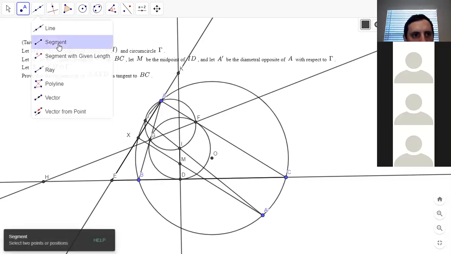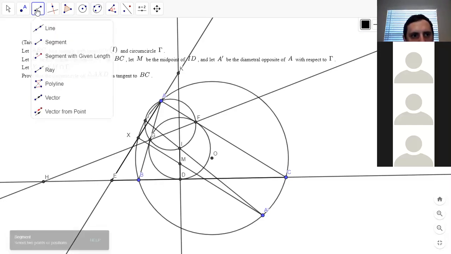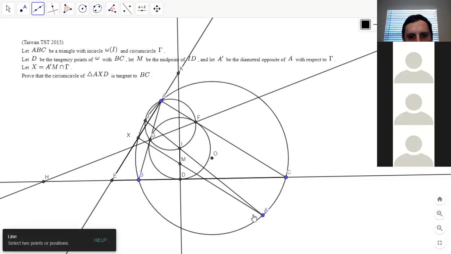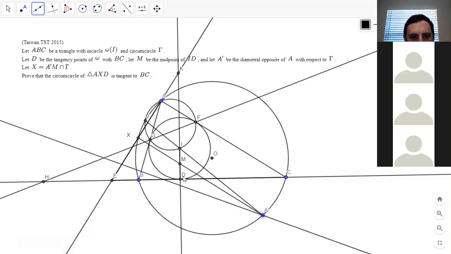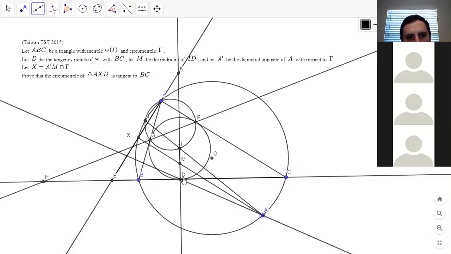So is there anything special, like if we intersect A prime B with the circle? So we'd have JX, this point. We then project through something else.